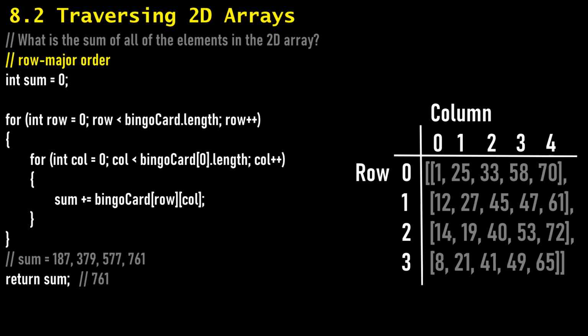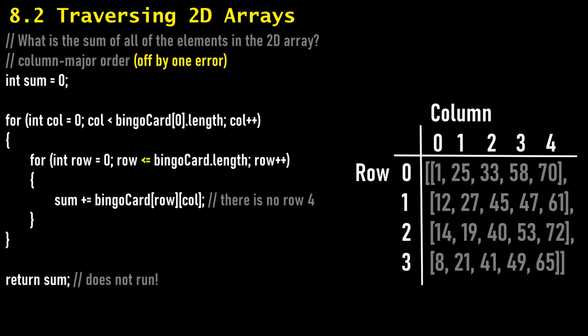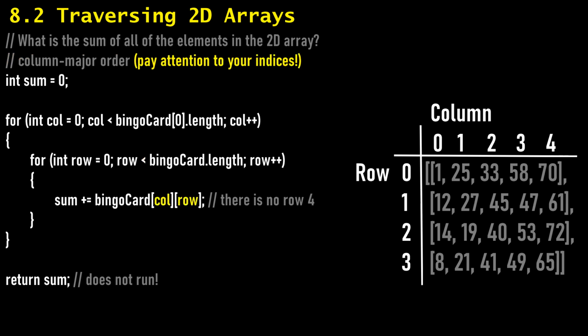Nested loops are typically used to traverse a sequence of elements in a 2D array. We can traverse in row major order, where elements are traversed across each row, or in column major order, where elements are traversed down each column. If you're going to use an index loop, watch out for off by one errors.